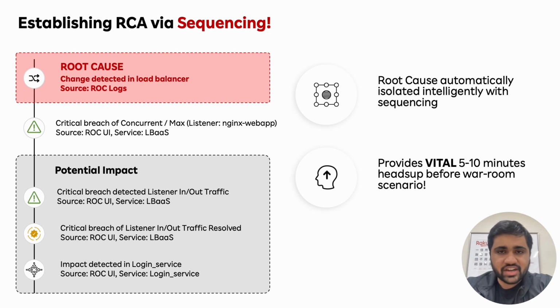So this can give you a vital 5 or 10 minute heads up before the war room scenario even starts, because the engine has learned from past scenarios and it knows what potentially can get impacted and what the potential root cause was earlier. It can send out a notification saying, hey, look, I detected this change in the load balancer. And the last time this happened, along with this breach in the Nginx web app, I saw that the login service was impacted. So it can tell you 5 to 10 minutes ahead that your login service might start going wrong. It might start throwing out alerts. And this can save you and your team a lot of time, a lot of energy, and a lot of money. It's a problem that can be solved almost instantly before it even arises, in fact.